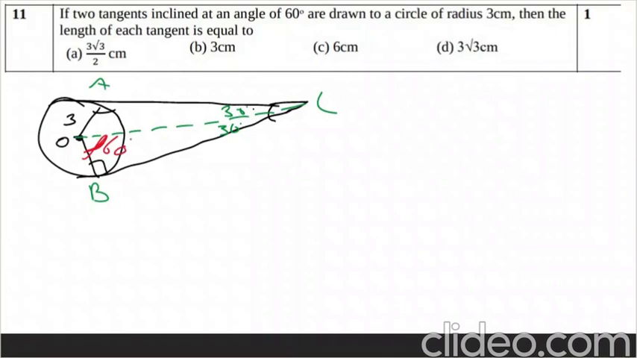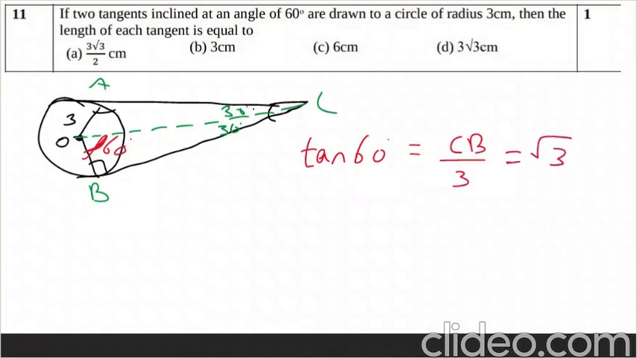Now all angles are given, let's take 60. Now we can find tan. You can take tan of 60 also, tan of 30 also, any you can take. Let me take tan of 60. So tan 60 degrees is CB, that is the perpendicular, divided by 3, that's my base. CB by 3 equals root 3, because tan 60 is root 3, isn't it?